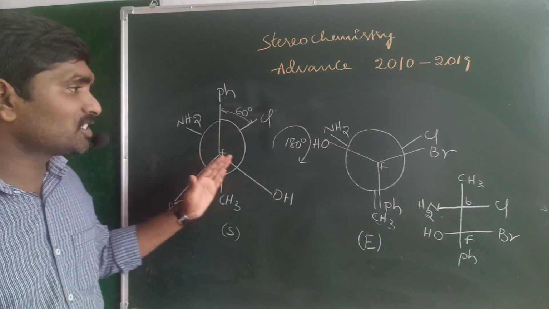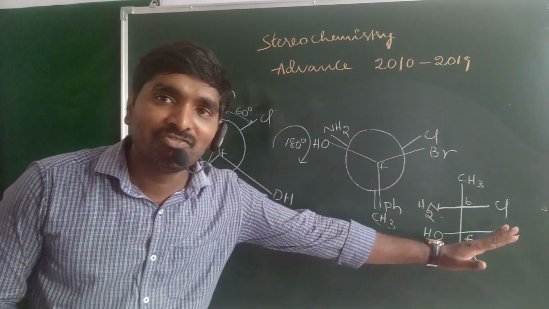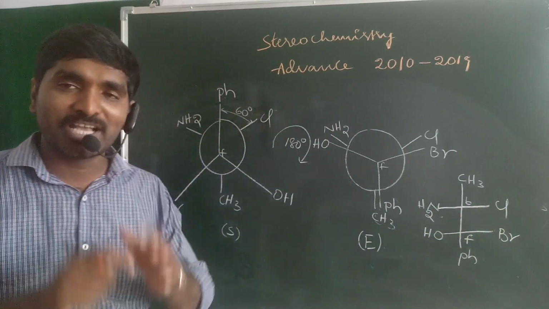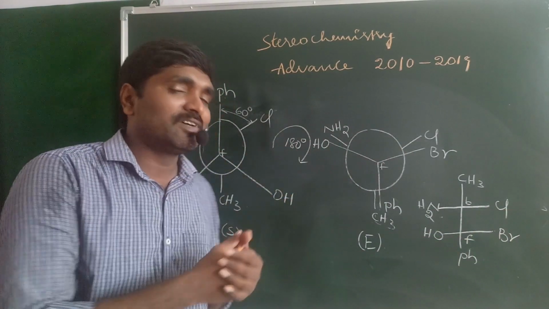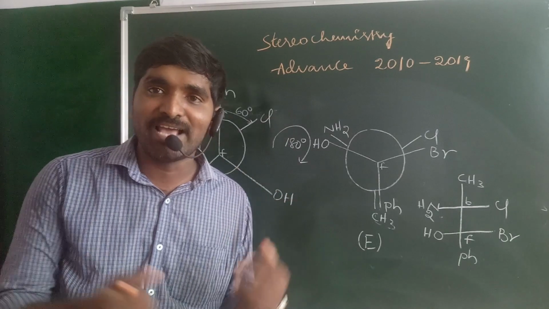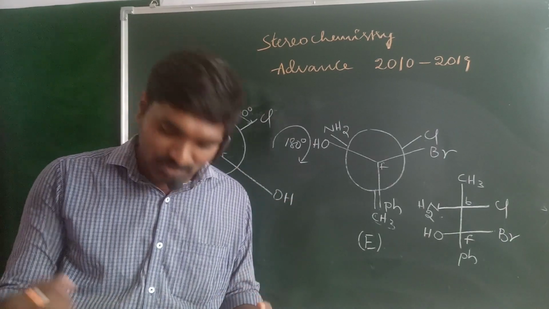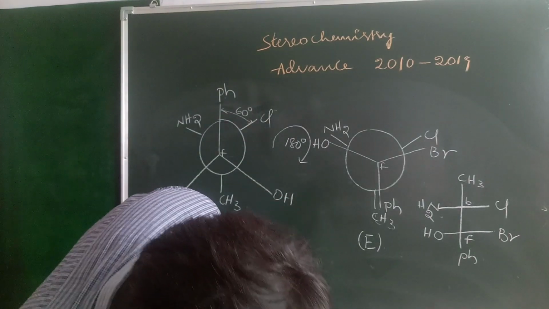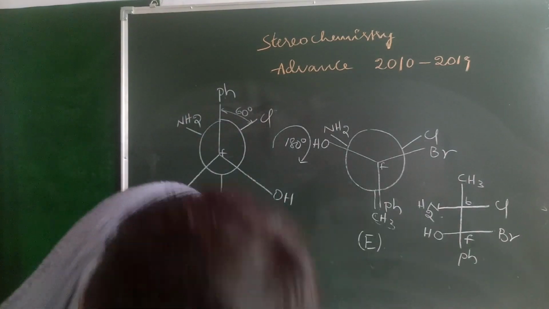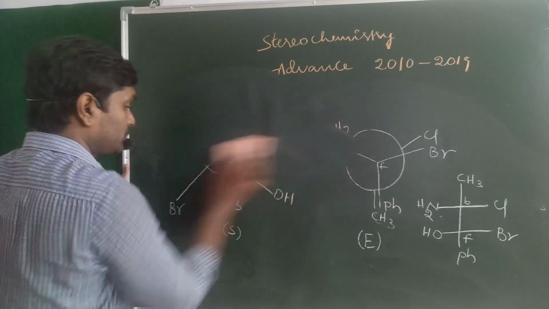So the Newman projection converts into the Fischer projection. Okay guys, with these conversions you can find enantiomers, diastereomers, identical, and meso compounds. Okay, we'll discuss the previous questions. Conversions are important.